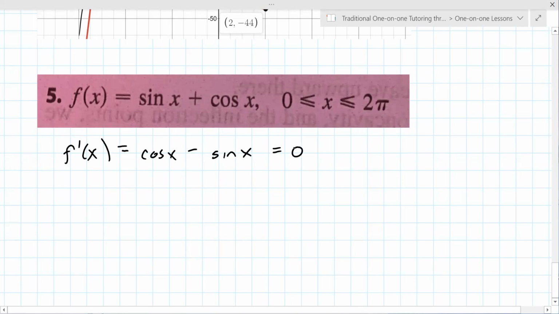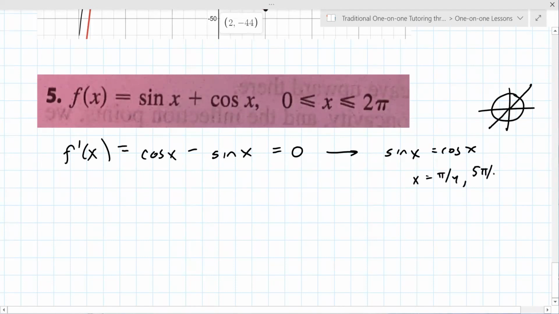Set this equal to 0. This is equal to 0 when sine x equals cosine x. So where does that occur in the unit circle? It occurs there, and it occurs over there. So at x equals pi over 4 and 5 pi over 4.